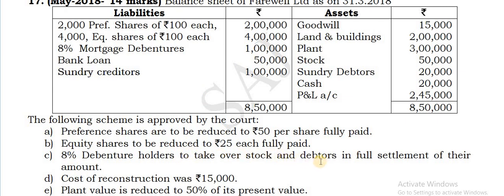8% debenture holders are to take over stock and debtors in full settlement of their amount. See what is the amount due to the debentures? 1 lakh. Now what do we do with this? 8% mortgage debentures account debit, give a credit to stock, 50,000 they are taking away, then debtors 20,000. So 50 plus 20, how much is that? 70,000. Remaining, what is the remaining amount? Remaining amount is 30,000, that is a loss, and that 30,000 will be transferred to capital reduction account.